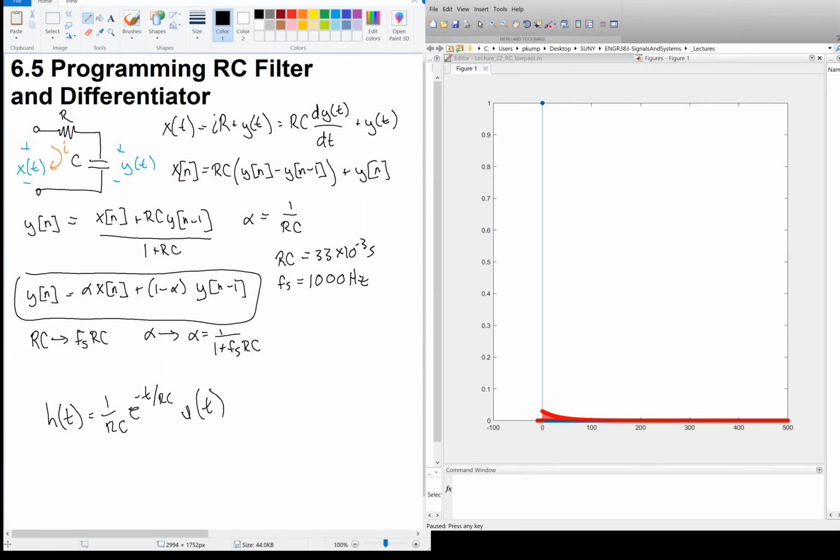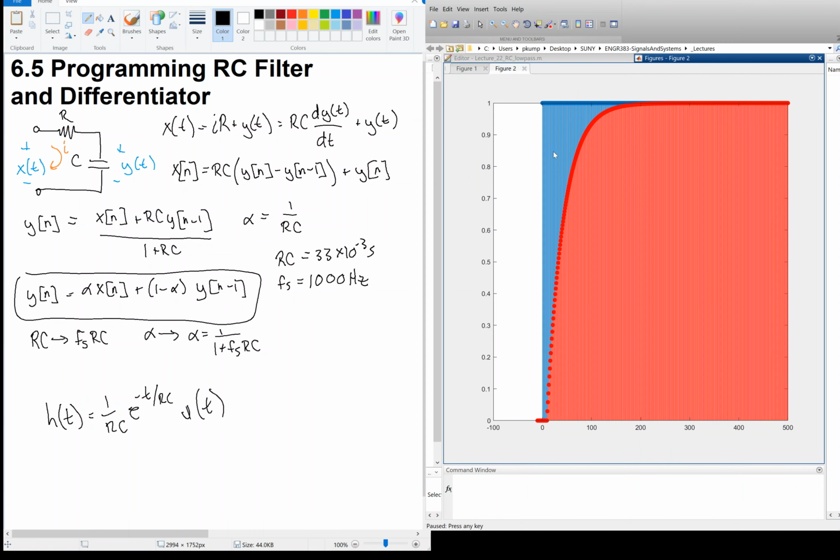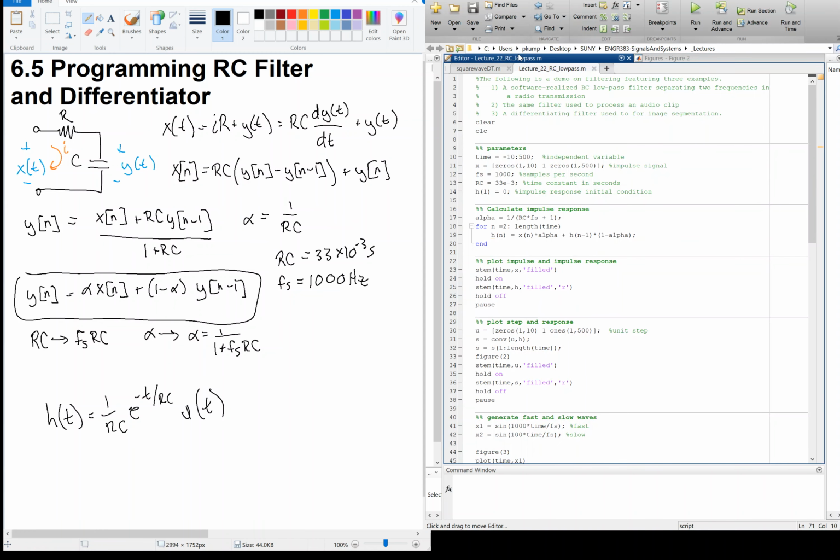Okay, now in this window, the blue is the input, so that's the step. That's like the switching in of a signal, a 1-volt signal, and then the red is the output, so that's the step response. So that's the capacitor charging up. Again, this goes in accordance with the previous video, right? All right, so let me continue on.